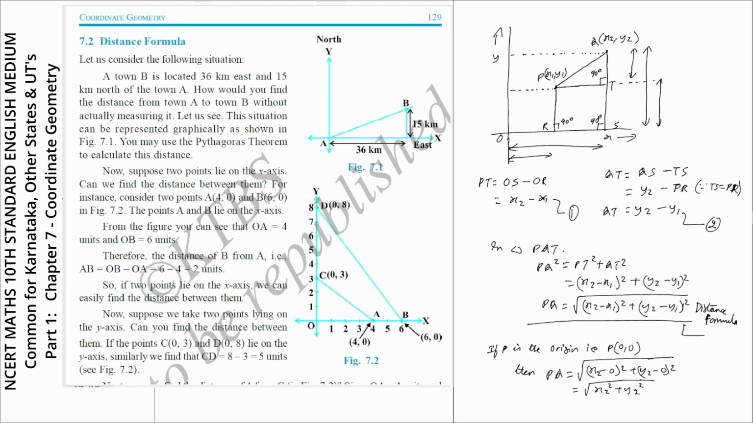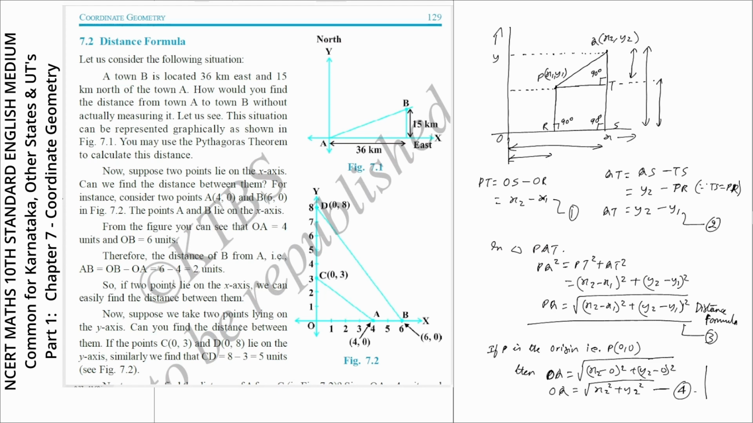So this distance formula I will mark it as 3 and this I will mark it as 4. So 3 and 4 both are distance formula. 3 gives the distance between any 2 points on an xy plane. 4 gives distance formula of a point from the origin. If P is 0, 0, then this is OQ. OQ is equal to square root of x2 square plus y2 square.